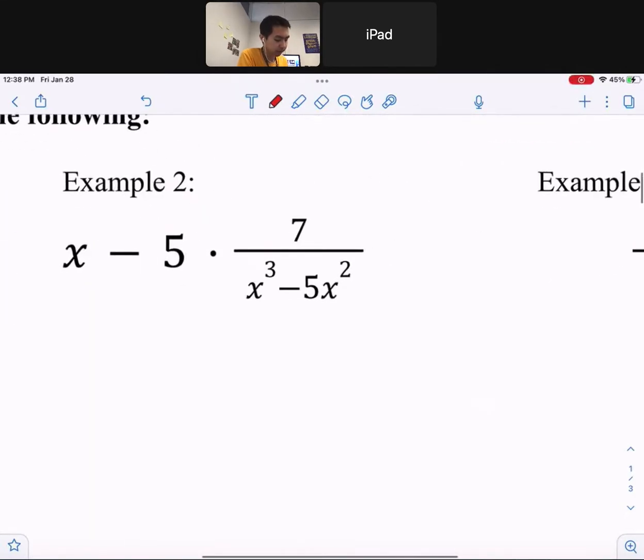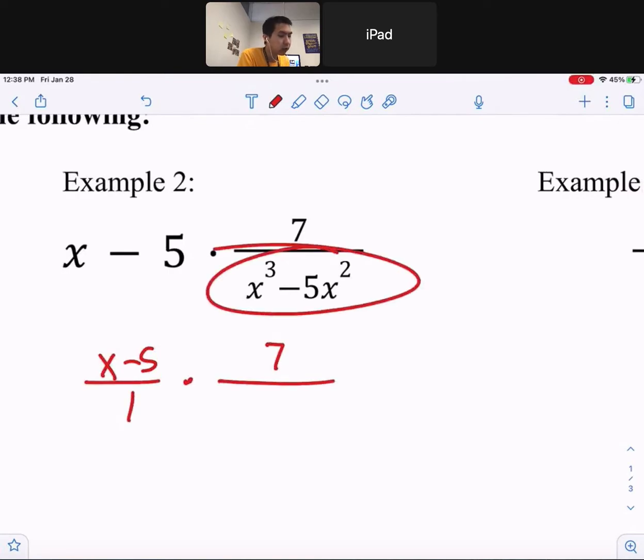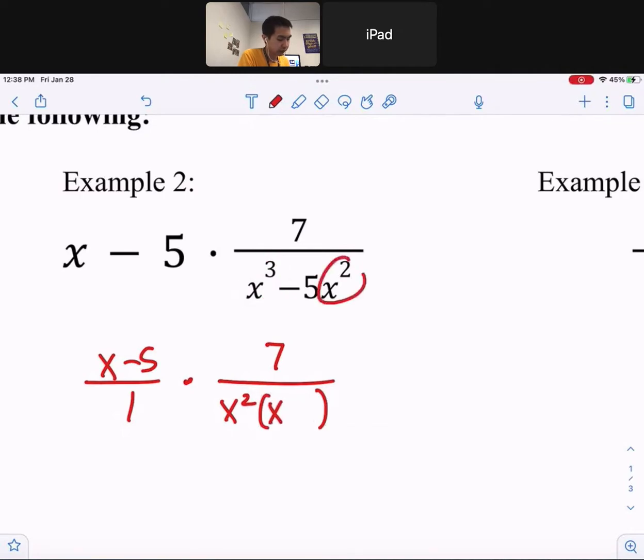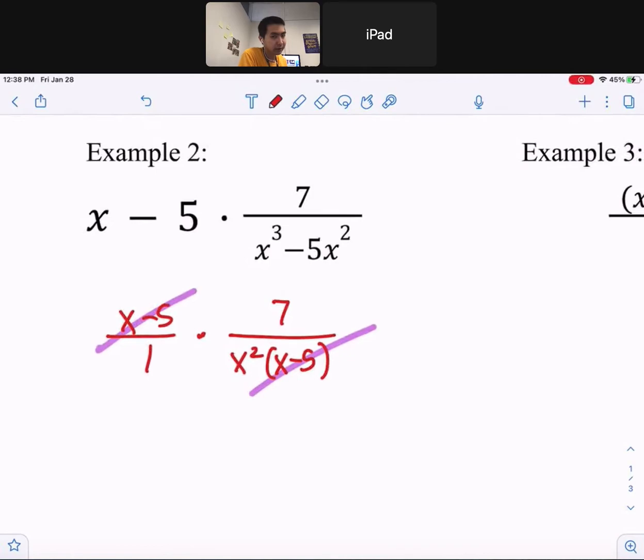Let's try this one. Well, so we have x minus 5 all over 1 times 7. Here you can factor out x to the second from both. So if you take away 2 x's from there, that's x. If you take 2 x's away from there, there's no more x, so it just leaves the minus 5. And then cancel what you can from top and from bottom. There's an x minus 5 top and bottom, so cancel that out, and that's it. So we have 7 all over 1 times x squared, which is just 7x squared.